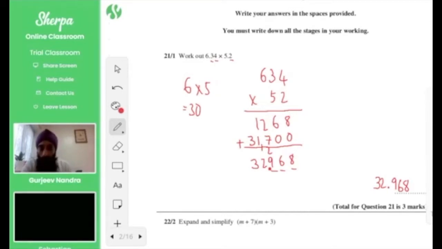It's a nice 3 marks, and it's often quite early on in the higher paper. Where do those 3 marks come from? Well, your first mark would come from getting one of these two calculations correct, so either 1268 or 31700. So 1 mark would come there. The next mark would be for getting the addition of those two correct. And the last mark would obviously be getting the decimal point in the right position, so getting the actual answer as accurate as it should be, so 32.968.